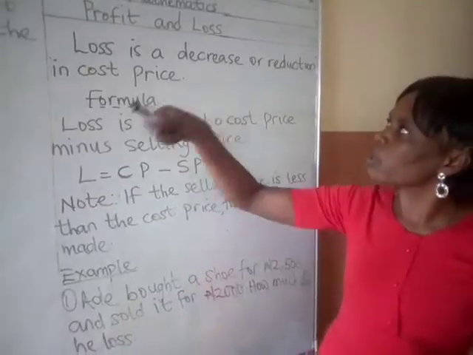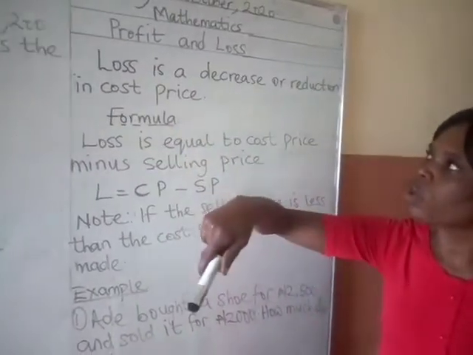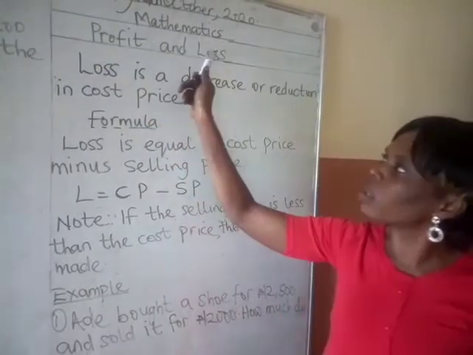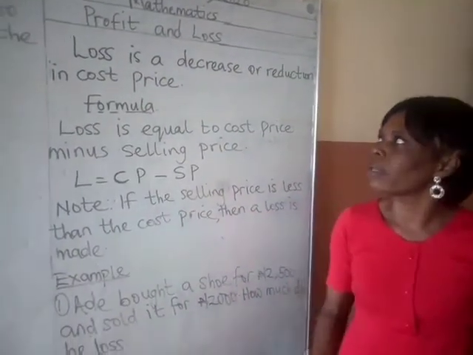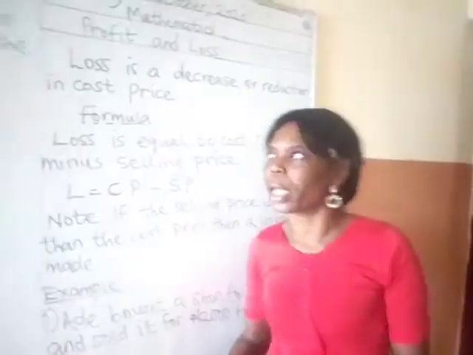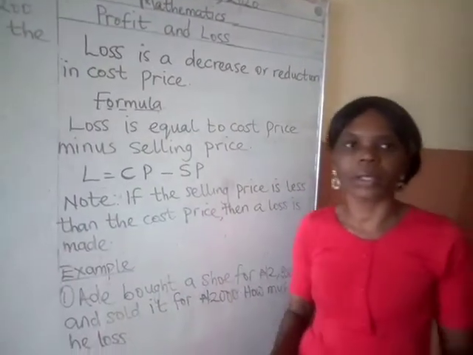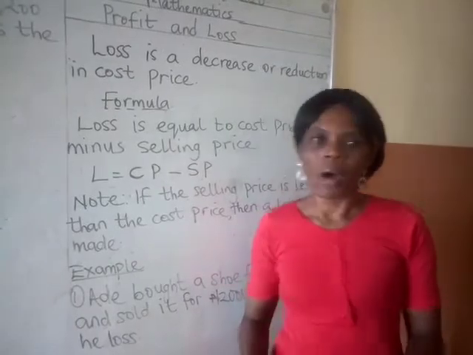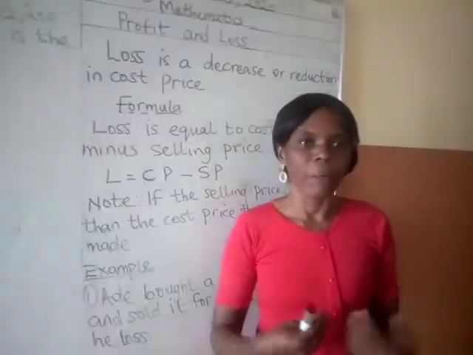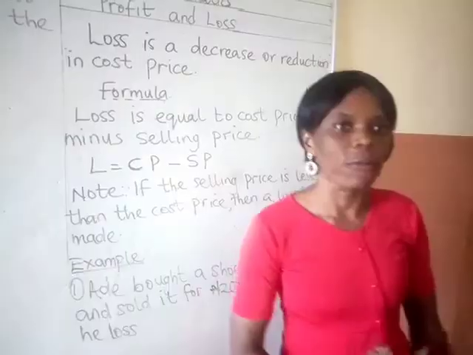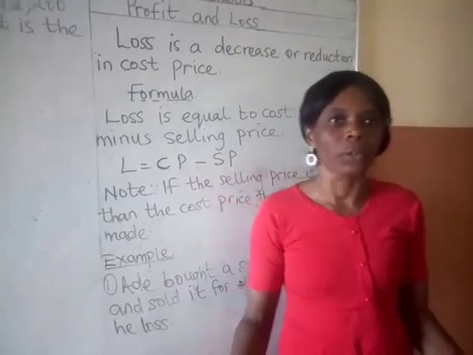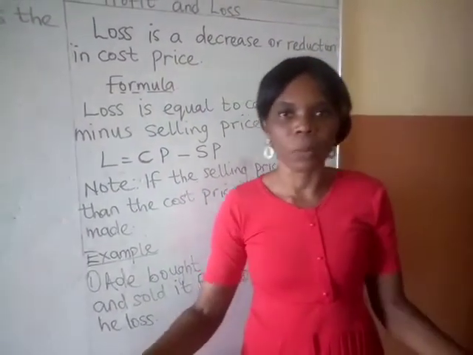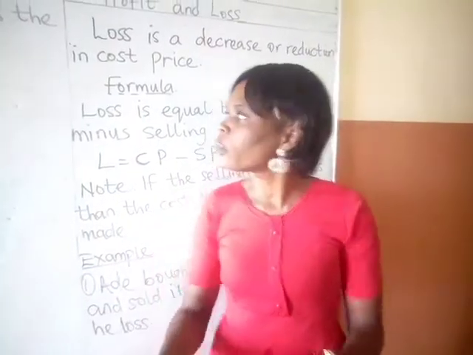Okay, our subject is mathematics and our topic is profit and loss. Now what is loss? Loss, we say, is a decrease or reduction in cost price. When I go to the market, if I buy my mobile phone for 5,000 naira and I decide to sell for 4,000 naira, what has happened? There is a decrease in my cost price, the market price that I bought the phone.